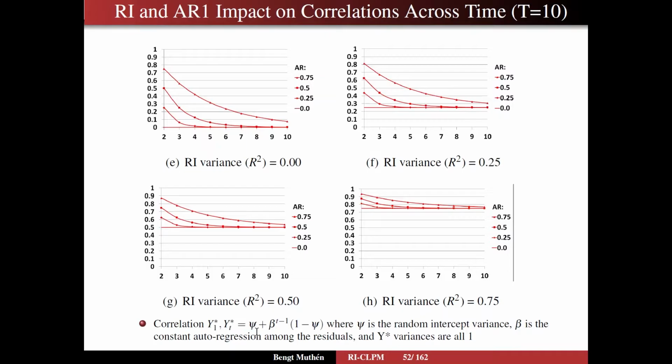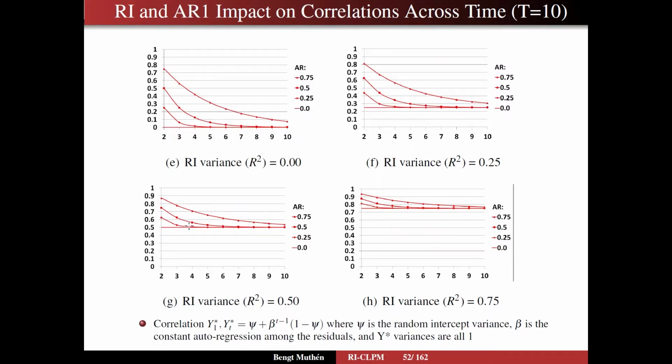And that's important from an identification perspective. You can take a look at the top right panel, and we see then that the line of psi is at 0.25, the R square is 0.25 here. So that's the bottom value, the asymptote, towards which all of the correlations head. Except for the highest AR, the other ones go down to that line fairly quickly, around time points 5, 6, 7. You go down even more quickly here, perhaps for RI variance 0.50.